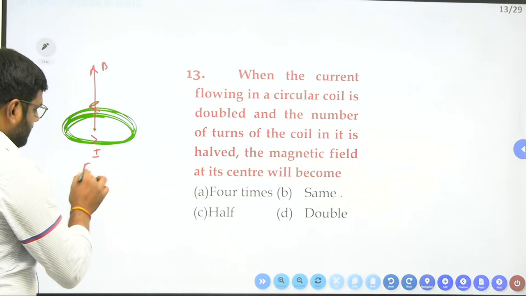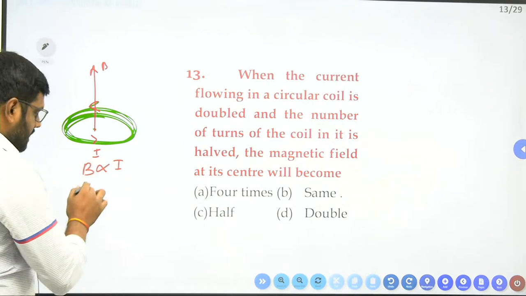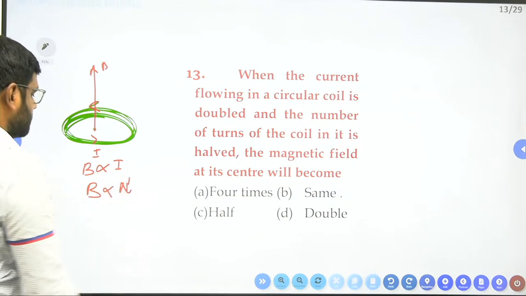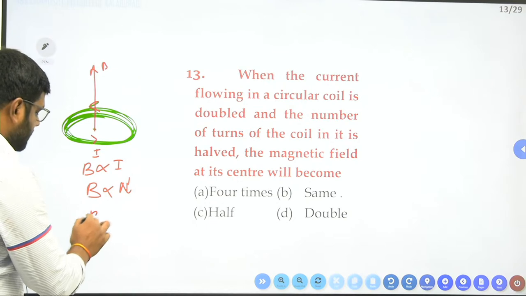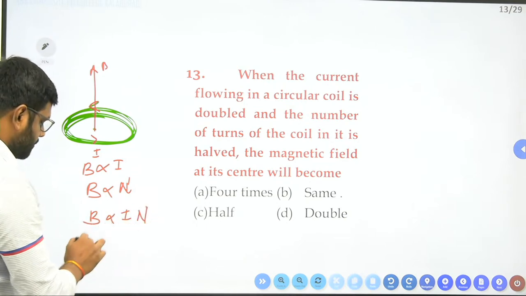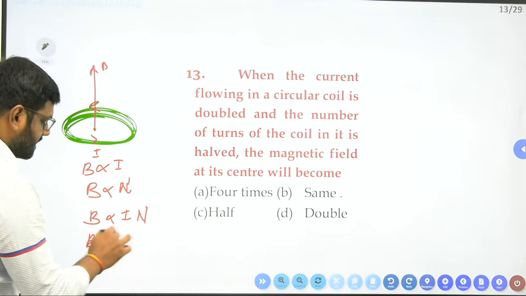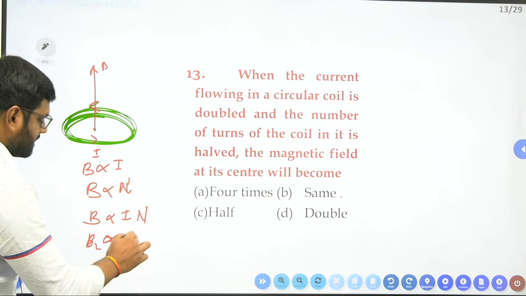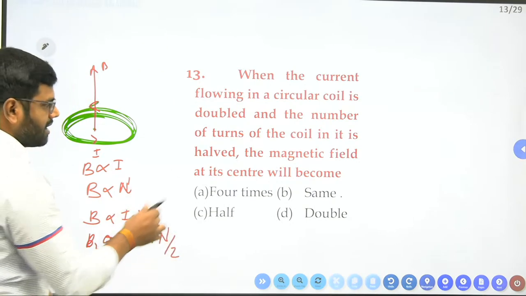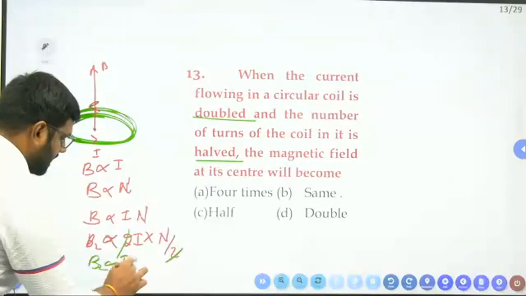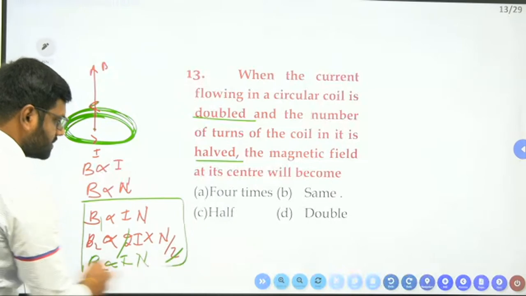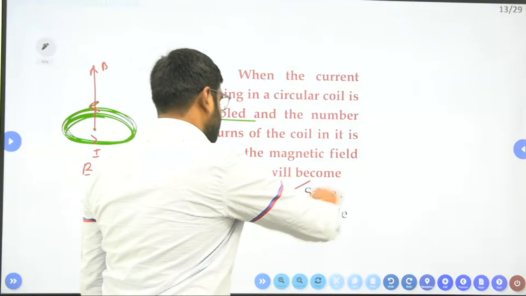The magnetic field is directly proportional to current, and also directly proportional to the number of turns. So here the magnetic field is directly proportional to I n. Can I write B2 is proportional to I n? The current is doubled, but the number of turns is halved. So B1 is I n, and the magnetic field remains the same. The magnetic field does not change.